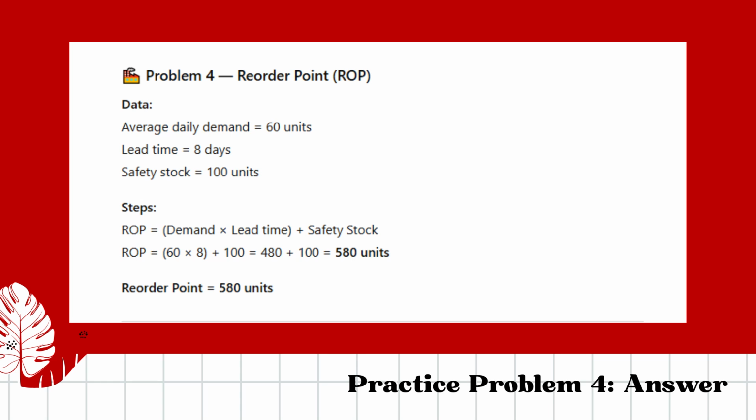We start by multiplying daily demand by the lead time. That's 60 units per day for 8 days, or 480 units. Then we add the safety stock of 100 units. That gives us a total reorder point of 580 units. So when inventory drops to 580, it's time to reorder.